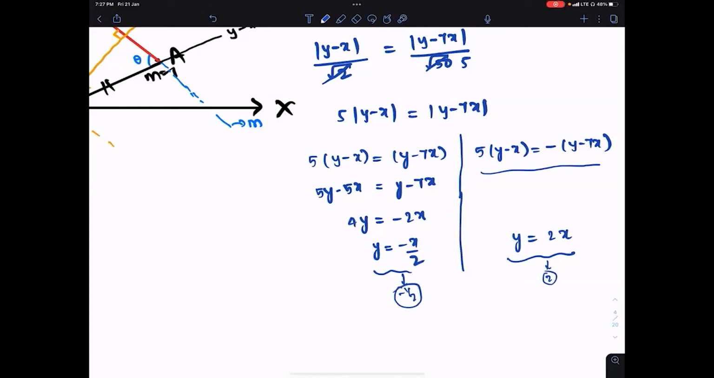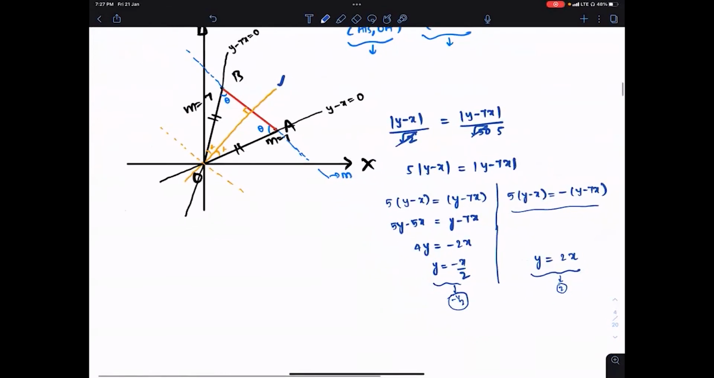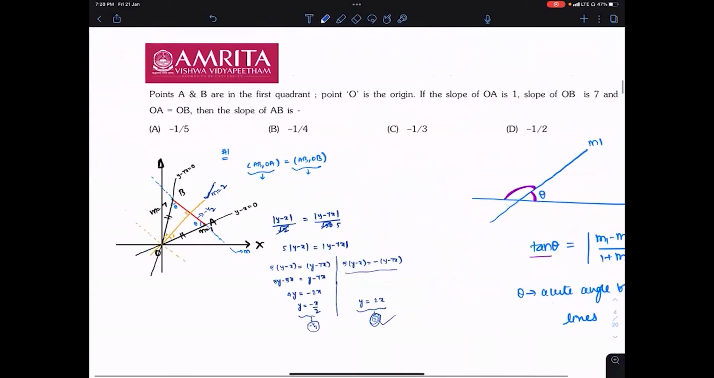Now we just have to use our common sense whether we are looking at a positive slope one or a negative slope one. Whatever orange color line which I have tick marked here, yeah, this one, it is a positive slope. So what is the slope of that one? It should be 2. And our red color line is perpendicular to it, so its slope is minus 1 by 2. So the answer is minus 1 by 2.